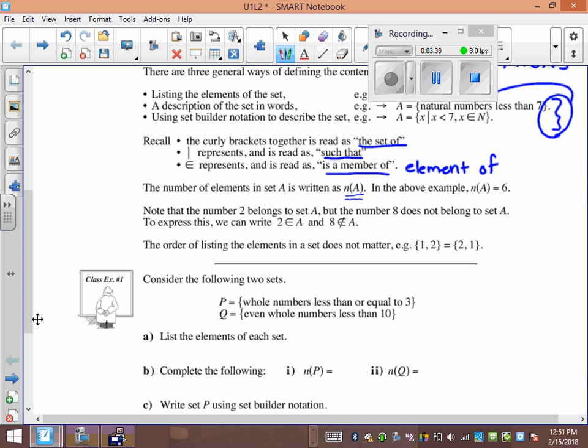Note that the number 2 belongs to set A, but the number 8 does not belong to it. So you would say 2 is an element of A. Wow, this is messy. And then this would mean 8 is not an element of A.